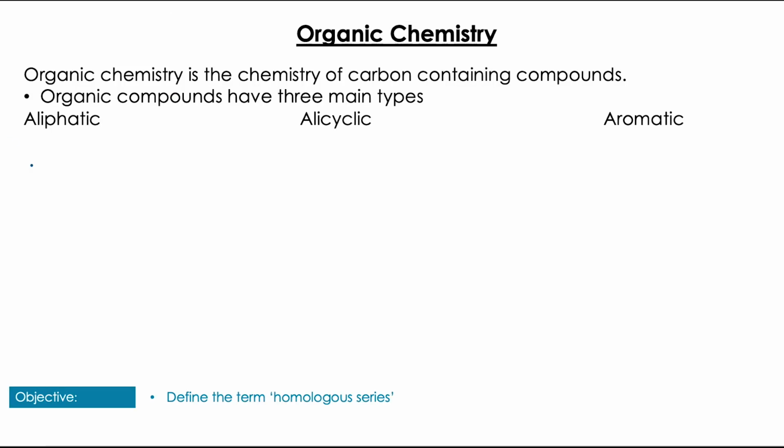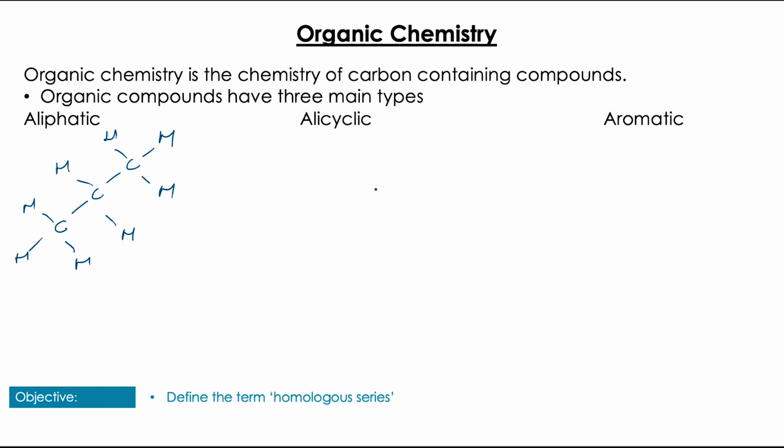So what do we mean when we say organic chemistry? This is the chemistry of carbon-containing compounds. And these compounds come in 3 main types. We have aliphatic compounds. These compounds are characterized by this straight chain of carbon. So carbon, carbon, carbon, all in a row.